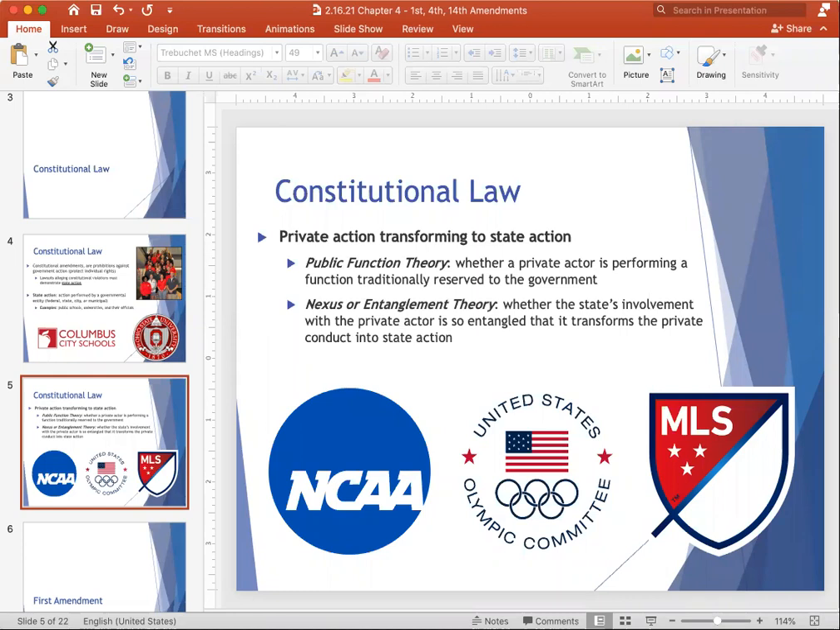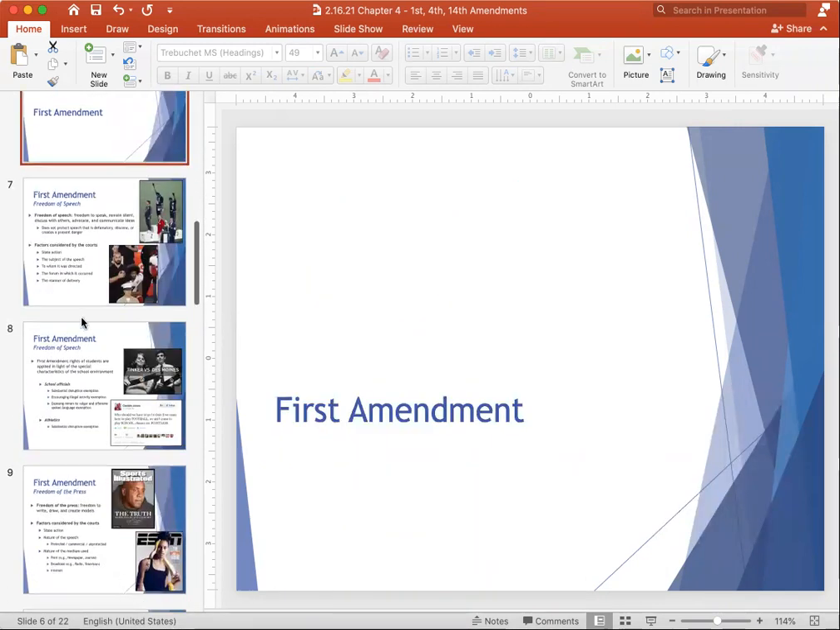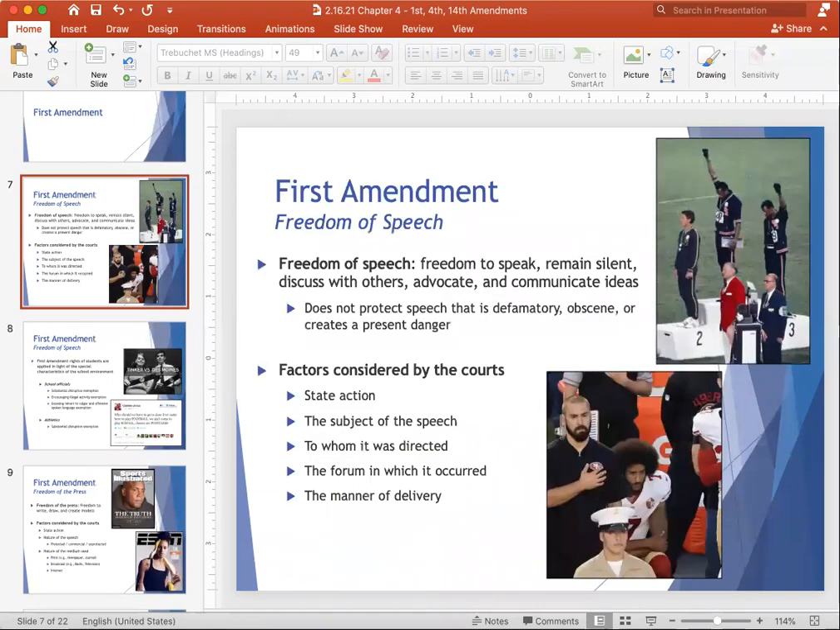So I just wanted to show that there is a bit of a blend, and private actors have been found subject to the Constitution if, according to these theories, they're either fulfilling a public function or are entangled with the state. But once again, when there is a constitutional violation cited in a lawsuit, the first question is going to be, is there state action? If there is not state action, then the lawsuit can be dismissed because only state actors and state action are subject to constitutional review. Next, let's discuss the First Amendment to the US Constitution.